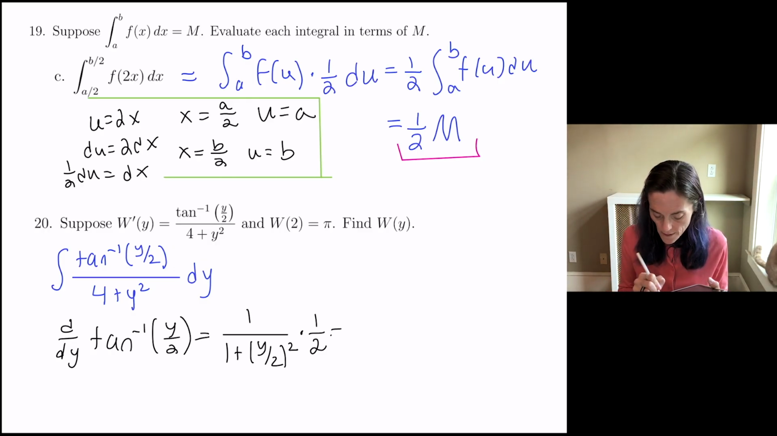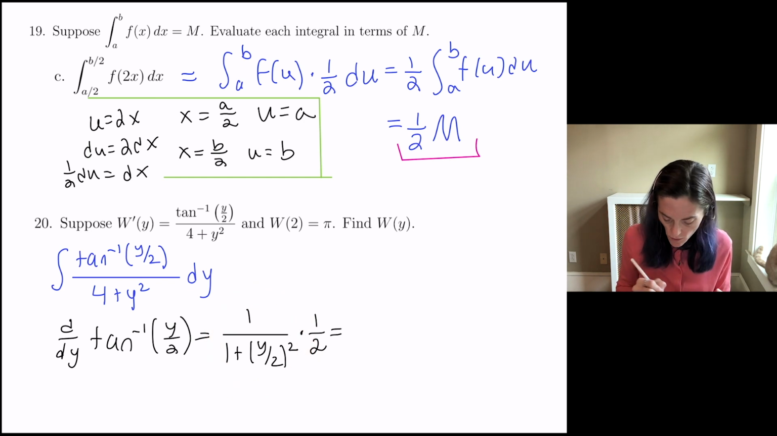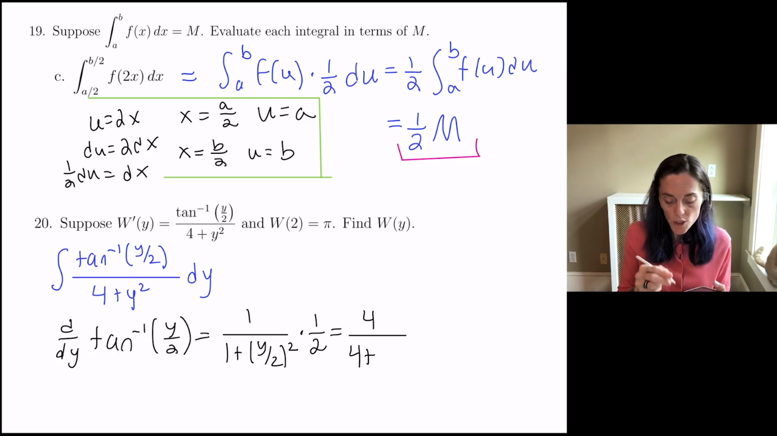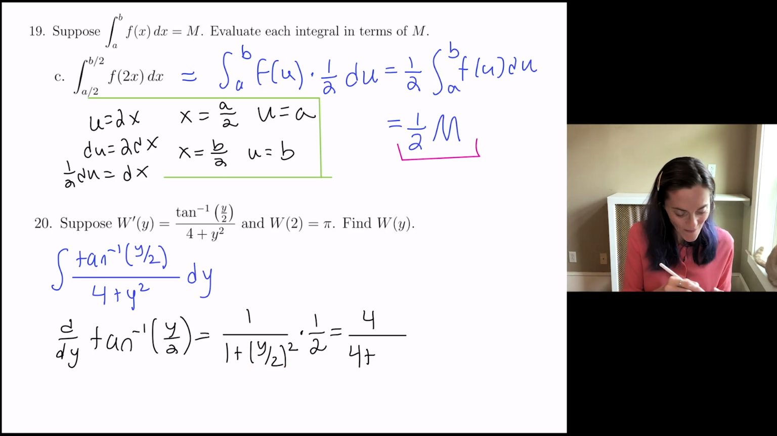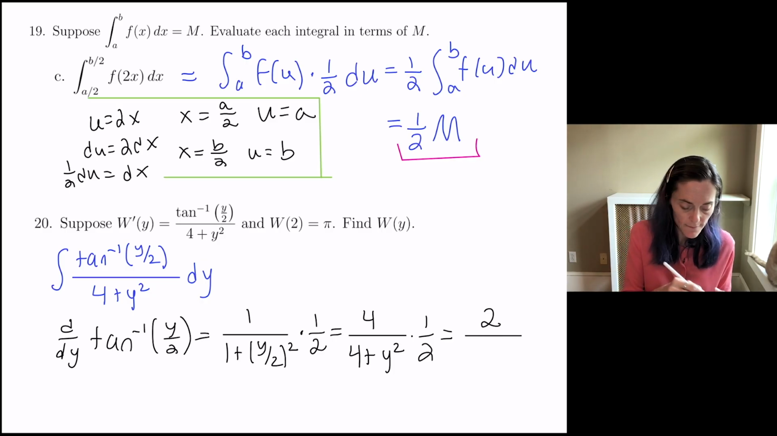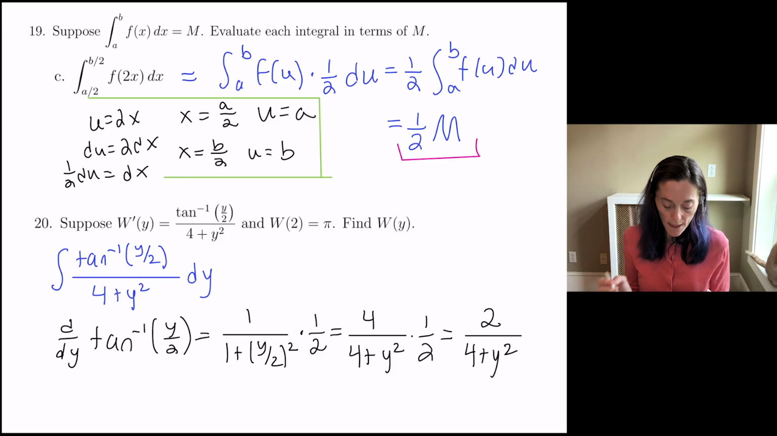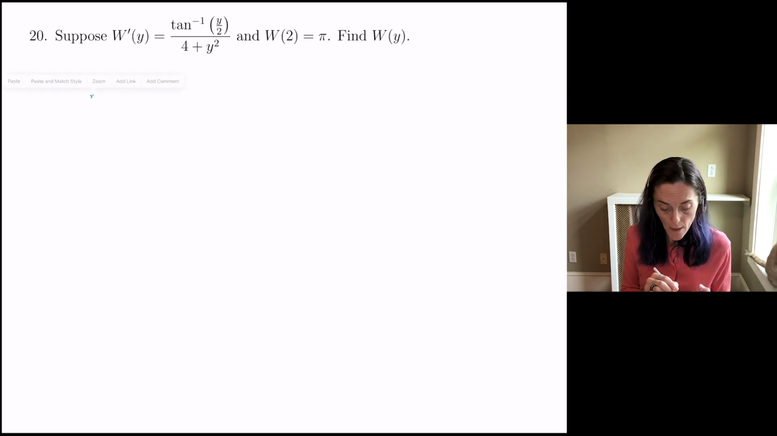Okay, I can simplify this here by multiplying by 4 divided by 4. So we have 4 divided by 4 plus, well, this term is y squared over 4. If you multiply that by 4, we have y squared. And finally, we get 2 over 4 plus y squared. Okay, so this is some side work. Now, let's move to the next page and work on this integral. We need the space here.